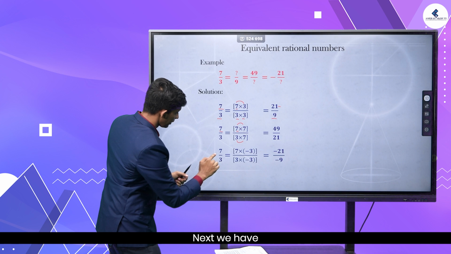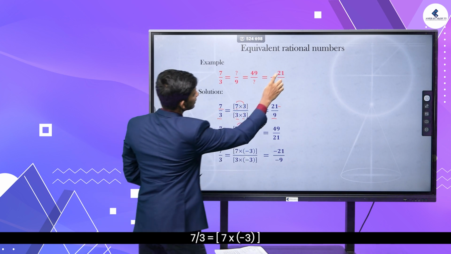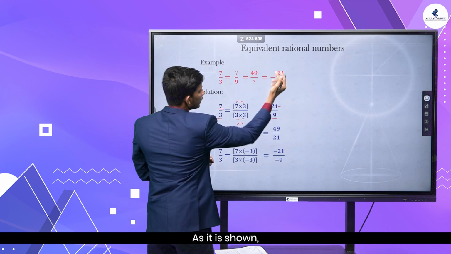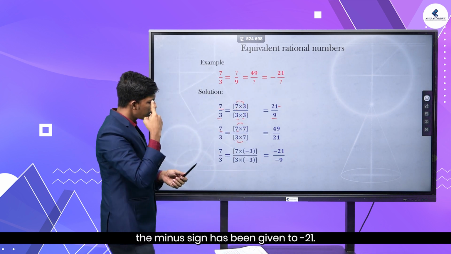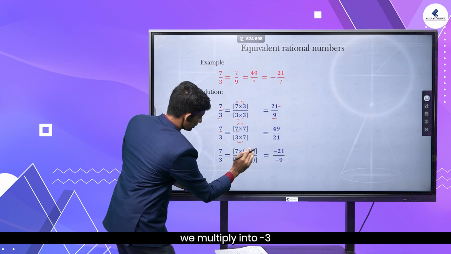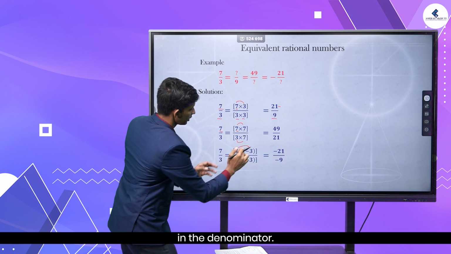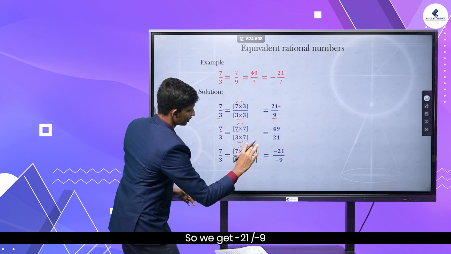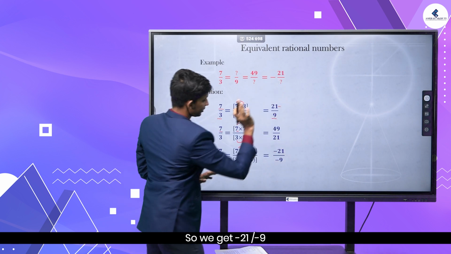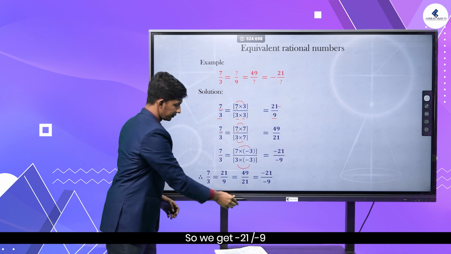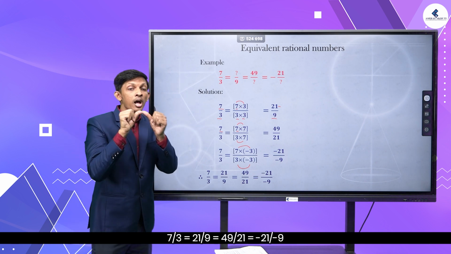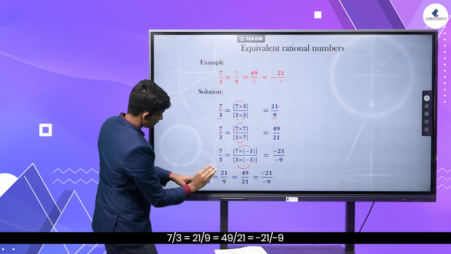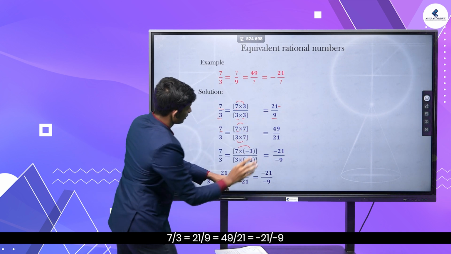Next, we have 7 by 3 is equal to 7 into minus 3, as it is shown. The minus sign has been given, so minus 21. In the same way, we multiply by minus 3 in the denominator. So we get minus 21 by minus 9. 7 by 3 is equal to 21 by 9 is equal to 49 by 21 is equal to minus 21 by minus 9.